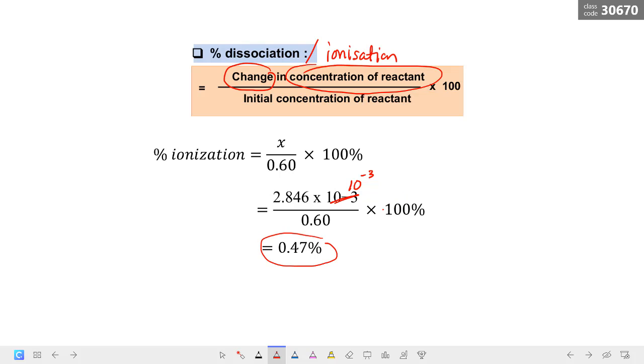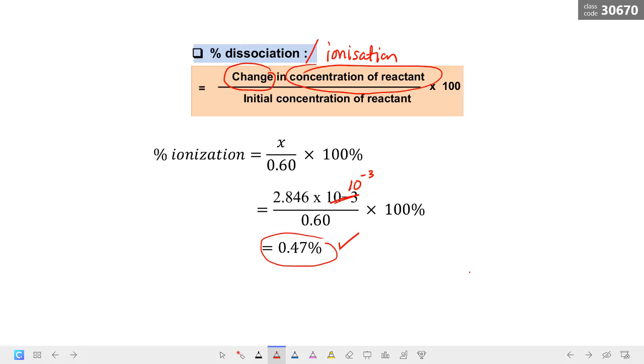Jadi kalau you nampak kat sini, bila kita kira percentage of ionization, seolah-olah macam kita check semula assumption. So, nampak tak bahawa propanoic acid ini adalah weak acid. Dia dissociate very slightly. Hanya 0.47% yang dissociated. Maksudnya, kalau you ada 100%, yang tercerai menjadi ion hanya sebanyak ini saja. Yang lain tu masih lagi kekal sebagai acid molecule. Okay. So, ini untuk first question.